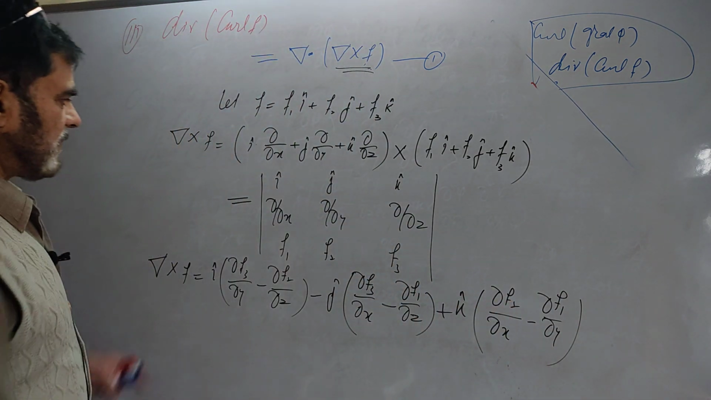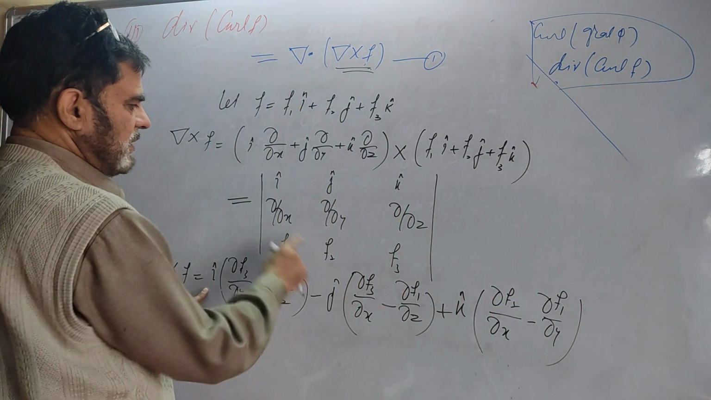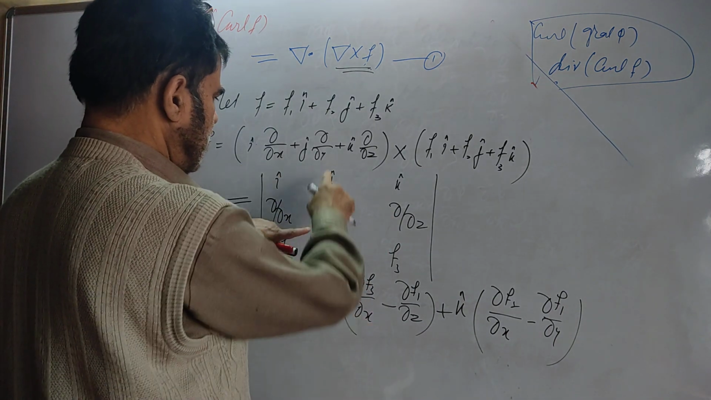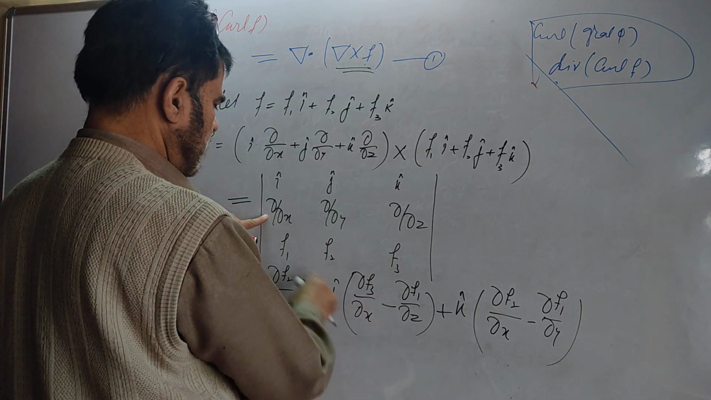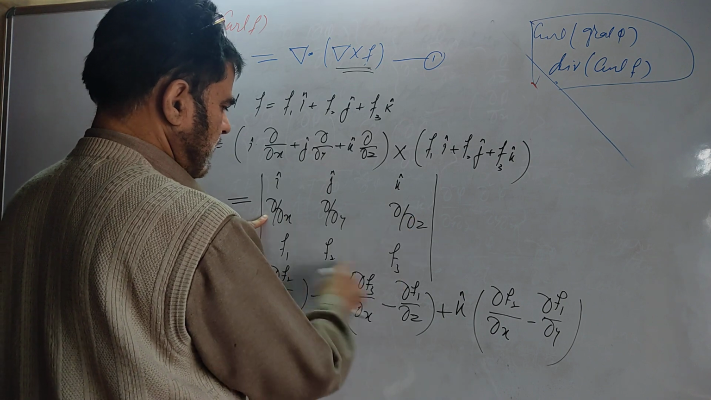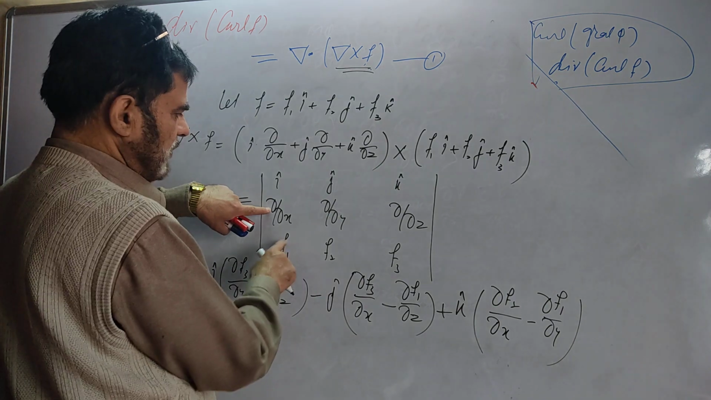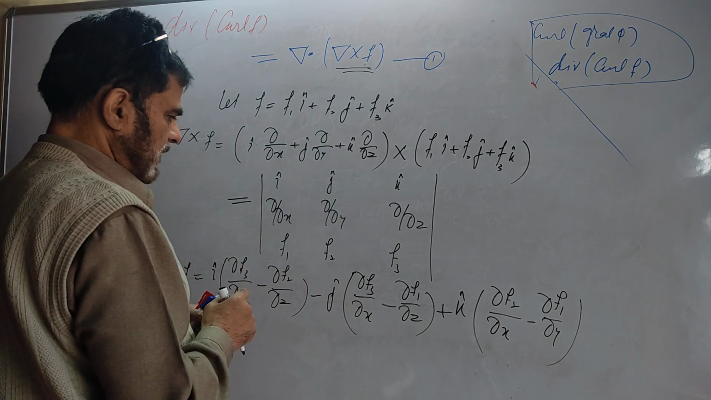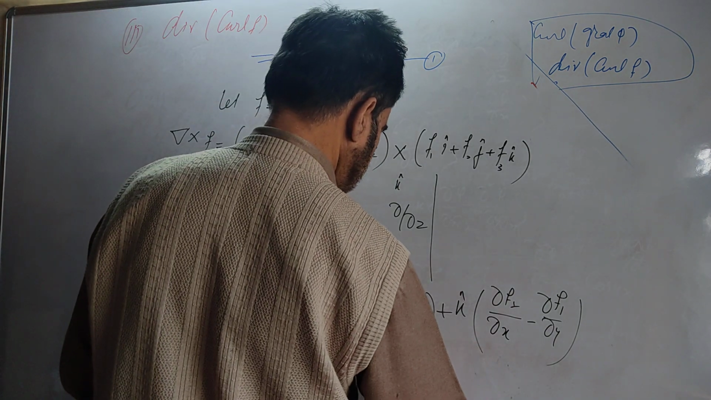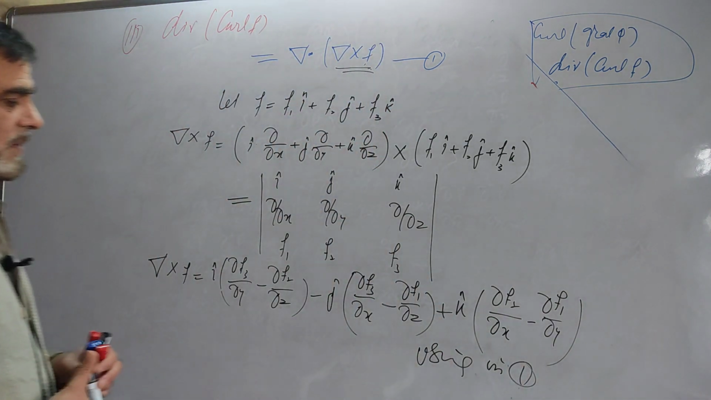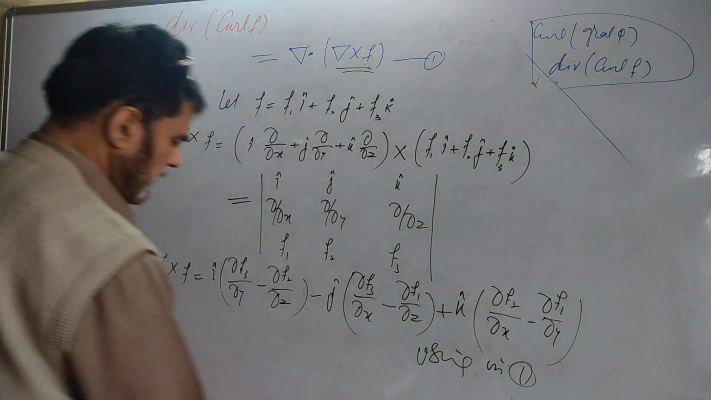Let us have a look again. This is I, delete this row, this column, dou f3 by dou y minus dou f2 by dou z, minus j, delete this and this, dou f3 by dou x minus dou f1 by dou z, delete this column and this row, this is dou f2 by dou x minus dou f1 by dou y. It is okay. Use this now in first. Using this result in first.